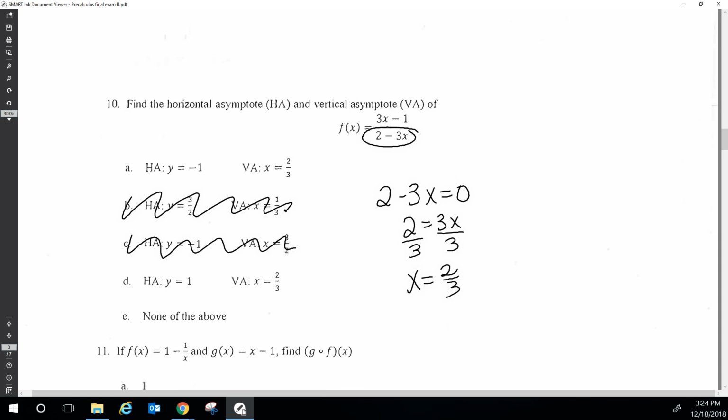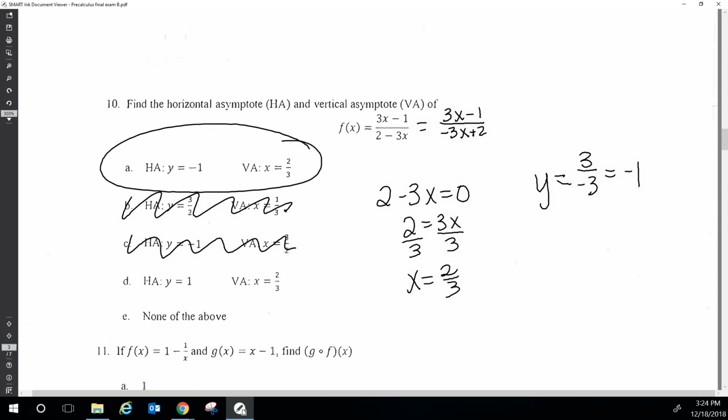My horizontal asymptote, that's where you look at the degree of your numerator and the degree of your denominator. In this case, they're both the same. And when the degree of the numerator is the same as the degree of the denominator, y is equal to the leading coefficient of the numerator divided by the leading coefficient of the denominator, which would be negative 1. So y equals negative 1 would be my horizontal asymptote.